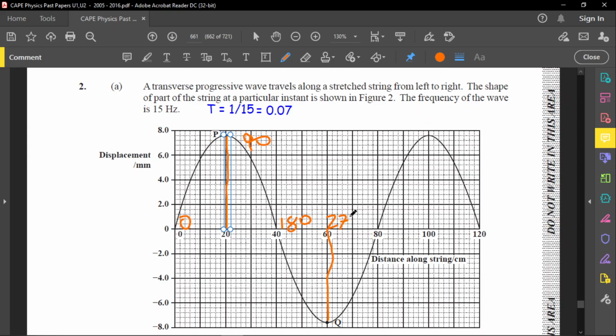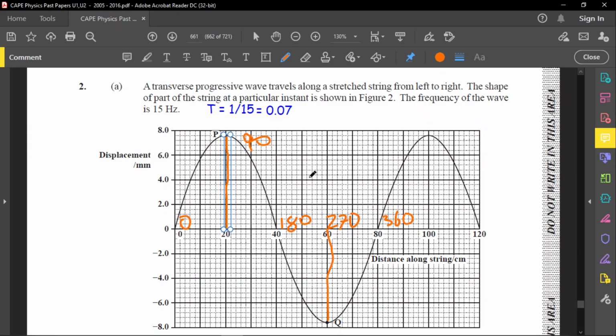And after 270, it will be 360 degrees. Now, what I want to point out right here is that I'm giving all the angles in terms of degrees. Remember, the phase could also be measured in radians.